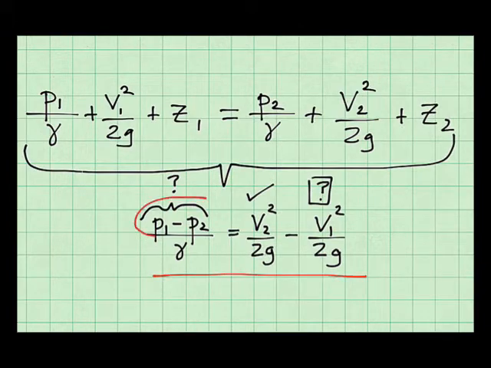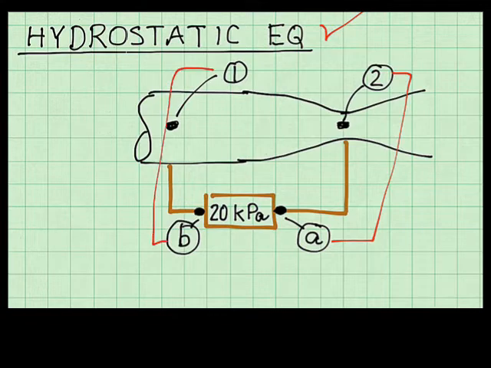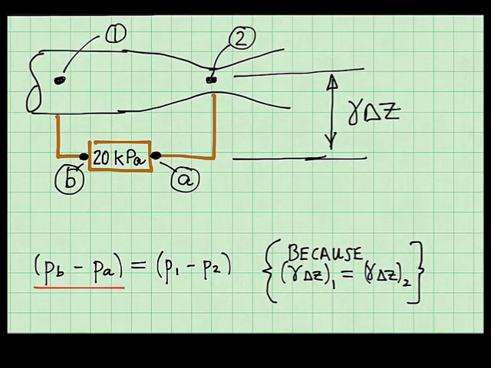My new goal is the differential pressure between points 1 and 2 on this streamline. To find the differential pressure, I'll apply the hydrostatic equation. I sketch the points of interest, then I apply the hydrostatic equation from point A to point 2. Next, I apply the hydrostatic equation from point B to point 1. I notice that gamma delta Z will appear in both equations, thus I write, now the pressure at B minus the pressure at A is specified. Therefore, I can easily find my goal.